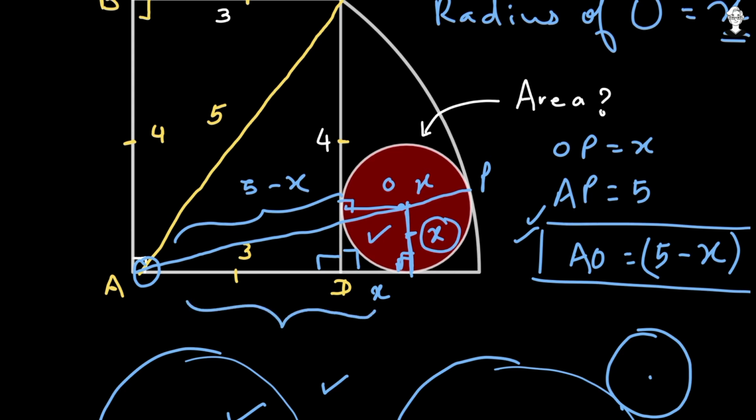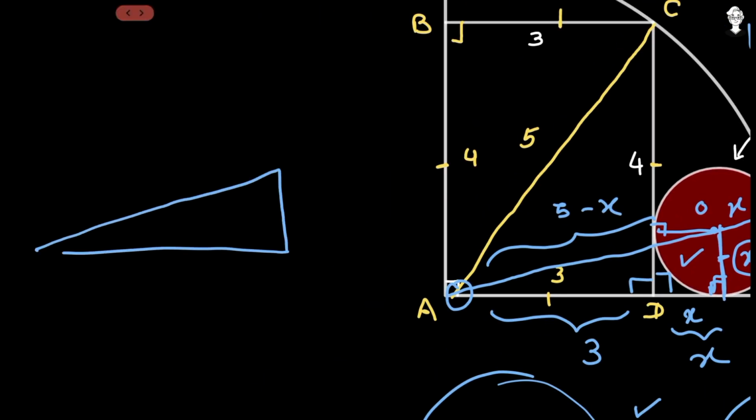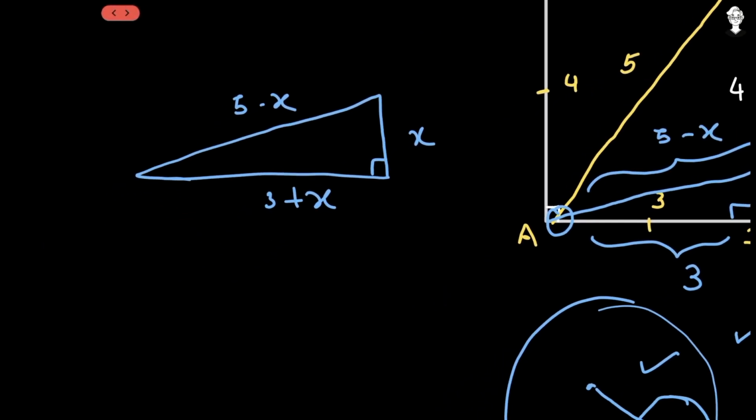What can you say about the base? As the base is a straight line, this much length is equal to 3 and the remaining length is equal to x. Therefore the complete length of the base becomes 3 plus x. So let me just redraw this triangle over here. The triangle is somewhat like this. Here is the 90 degrees, here is x, this length is 5 minus x, and the base is going to be 3 plus x. So we can simply apply the Pythagoras theorem.